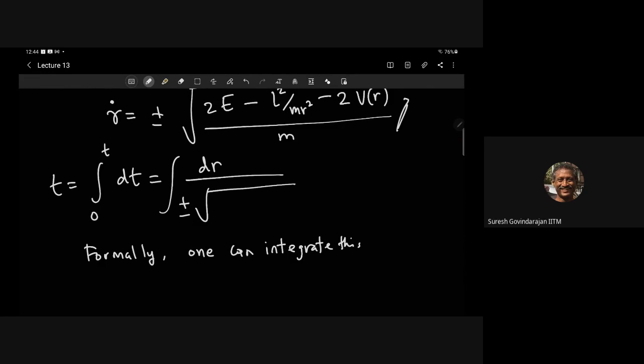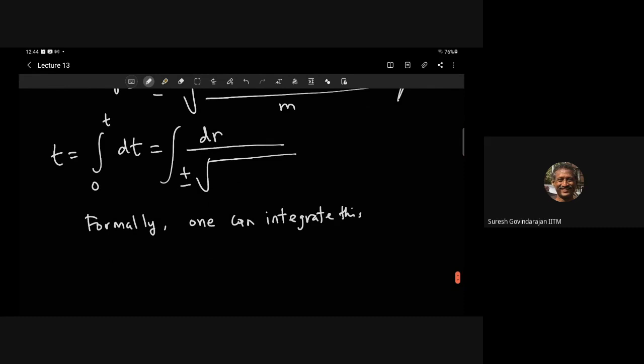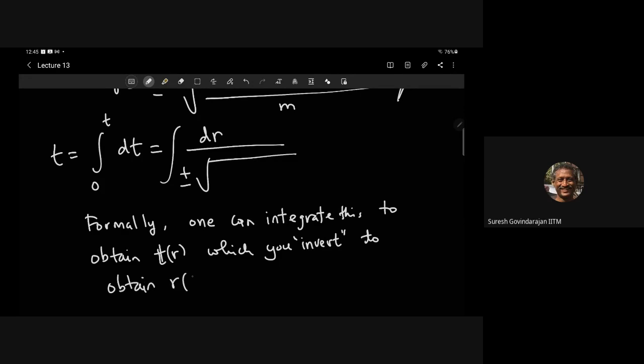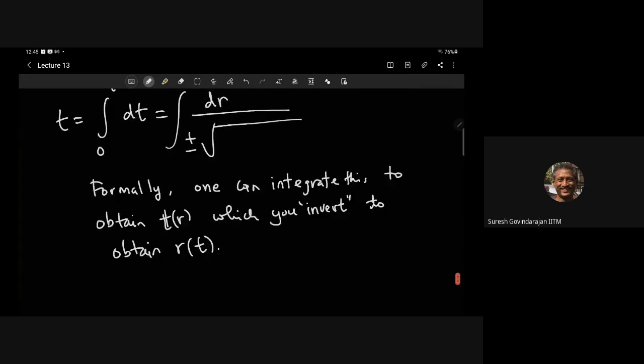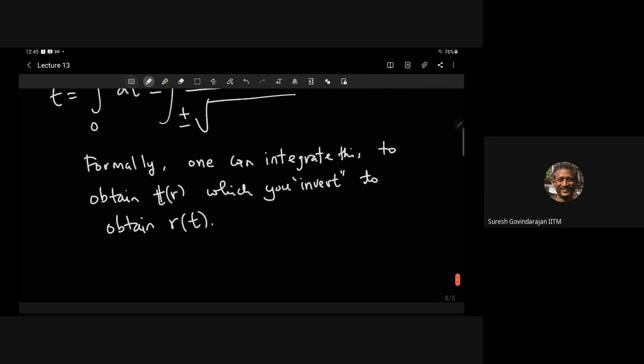By saying that t equals the integral from 0 to t of dt, and you have to put the correct limits over here. This will give t as a function of r, but you can invert it. Again, this is only in words, you can't always do it. Invert to obtain r of t.